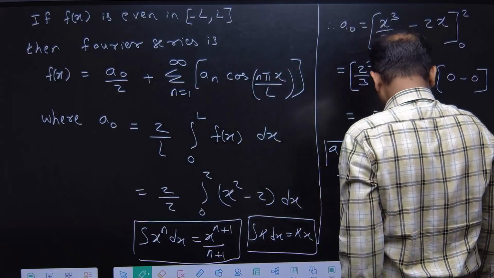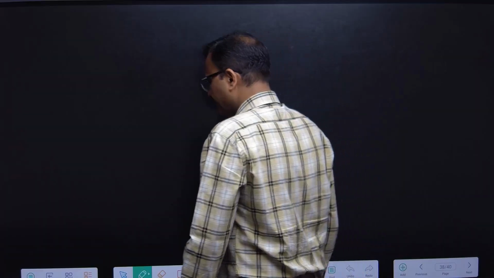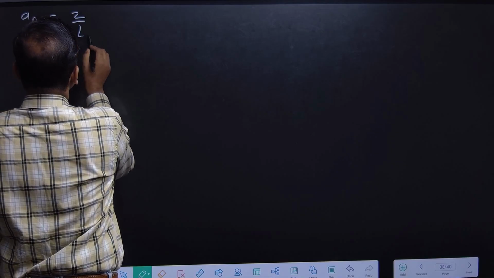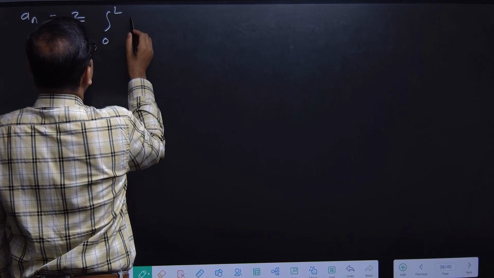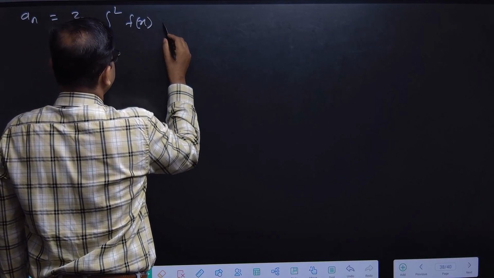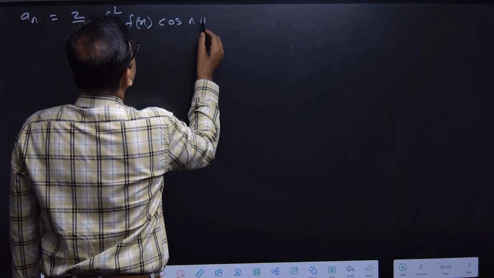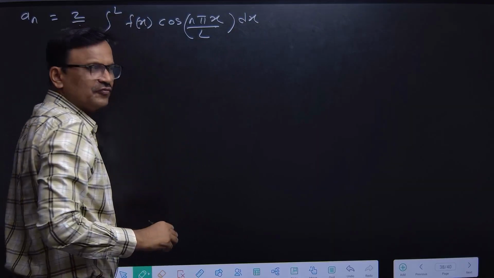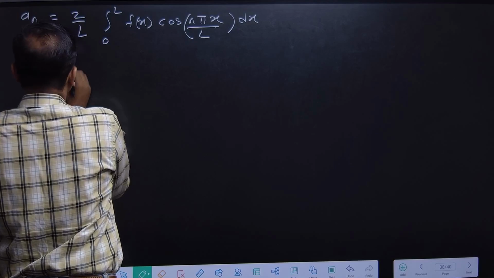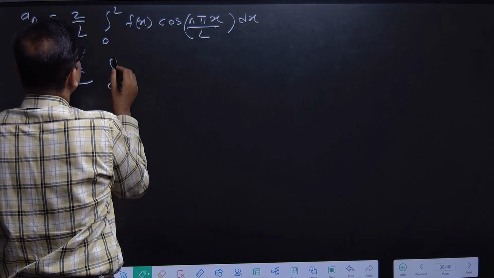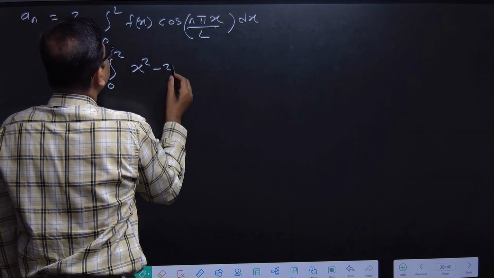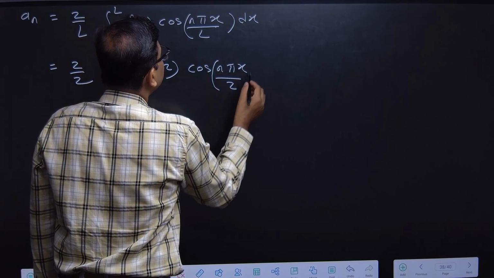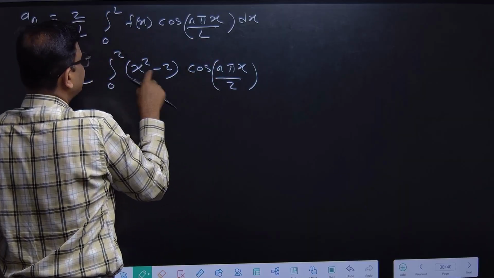Now we have to find an. The formula to find an, we know, is 2 by L integration 0 to L f of x into cos of n pi x upon L dx. This is the formula to find an. Now in our case, L is 2, f of x is x square minus 2. So now we are substituting L is 2 and f of x is x square minus 2 in this formula.